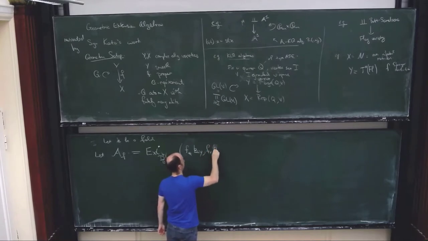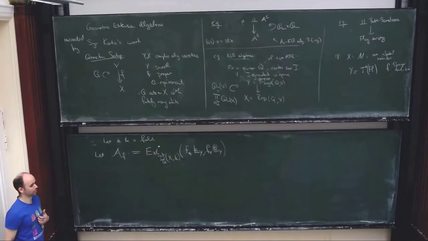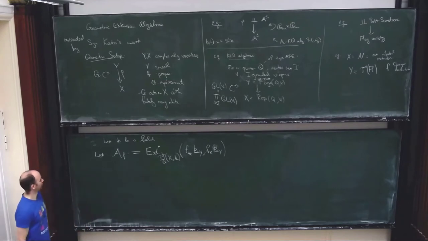And then I take its derived endomorphism algebra. So this is a perfectly good algebra that I can consider. So, I'll make a few remarks about this.